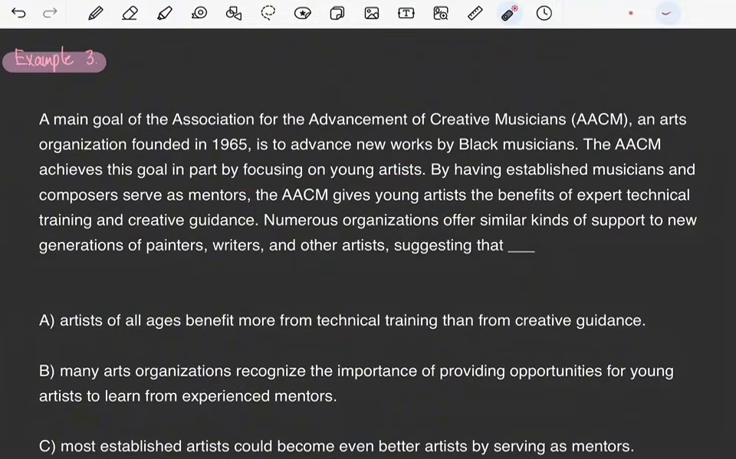By having established musicians and composers serve as mentors, the AACM gives young artists the benefit of expert technical training and creative guidance. Numerous organizations offer similar kinds of support to new generations of painters, writers, and other artists, suggesting that, again, this also shows a kind of result relation. So, suggesting that is the word that we're looking for.